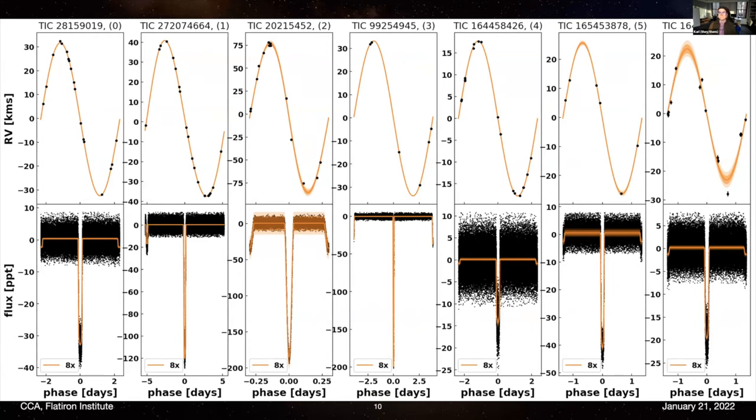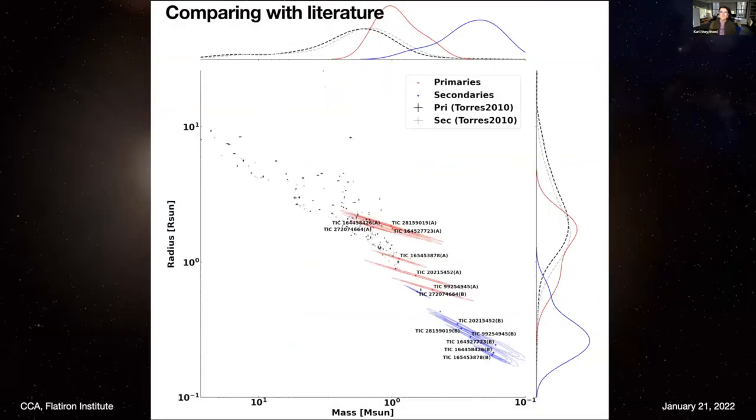And also, this doesn't require any fine tuning on our part. We only have to give the pipeline the TIC ID to download, process, and then run the model sampling. And so next, we wanted to compare these 7 models with the literature. We used the Torres 2010 catalog of eclipsing binary parameters.